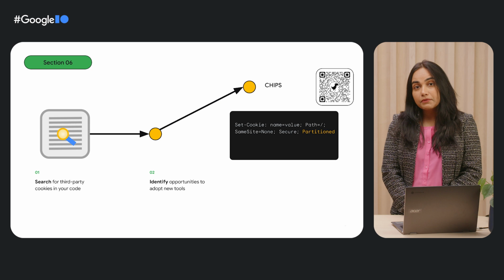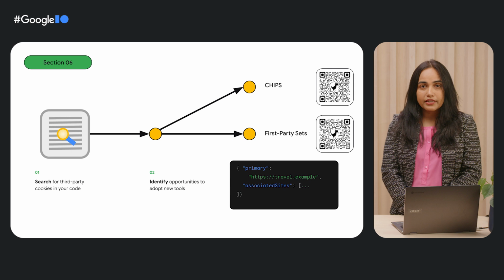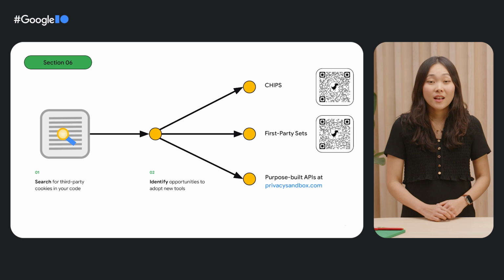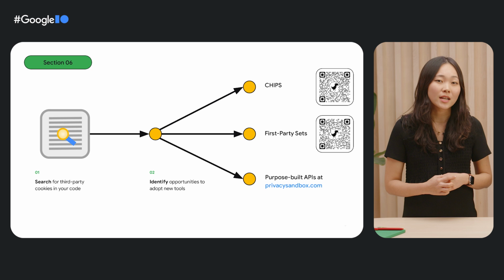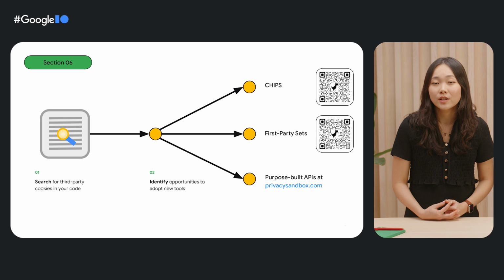For your cookies that are used in cross-site contexts, but are on domains that you control, consider using first-party sets. As you're looking through your third-party cookies, if you encounter a use case that is not supported by CHIPS and first-party sets, you can check out other Privacy Sandbox proposals, where we are replacing the need for a cross-site cookie with a purpose-built API to fulfill the use case.